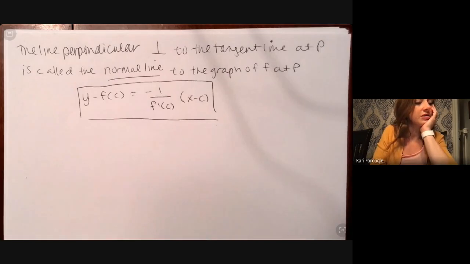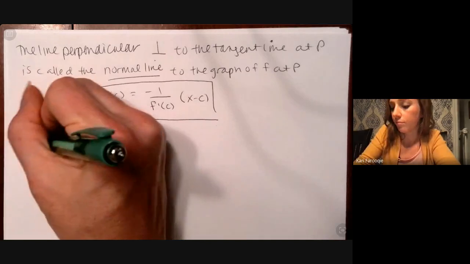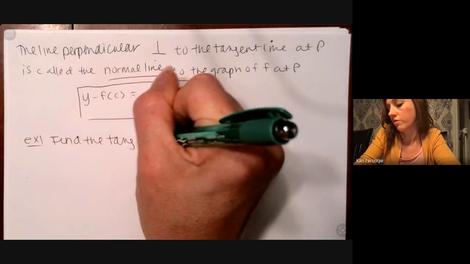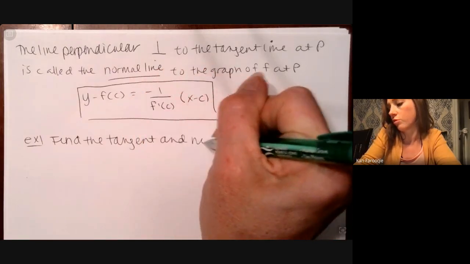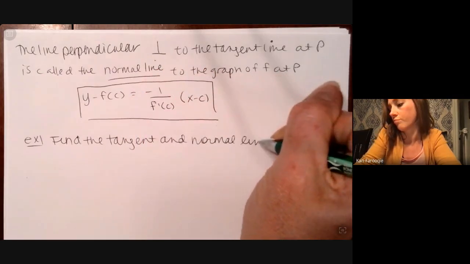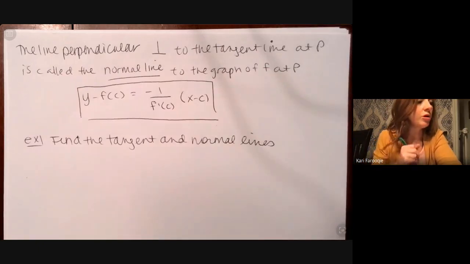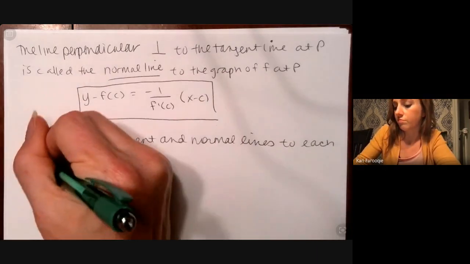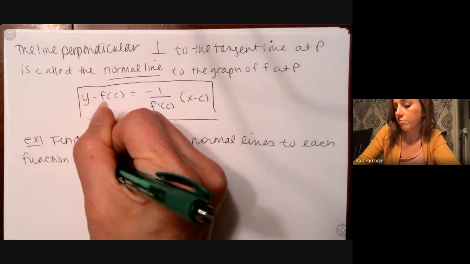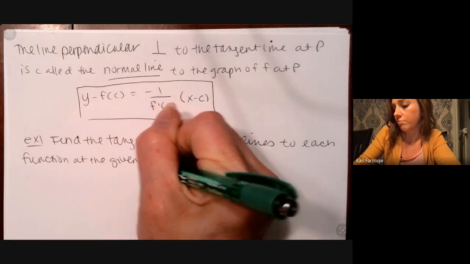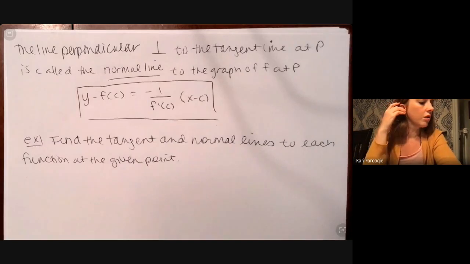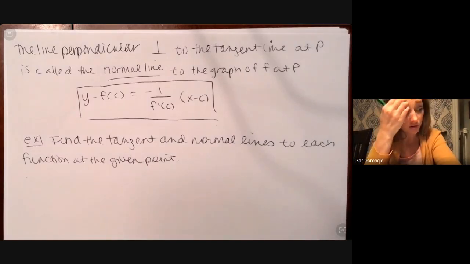Example 1, find the tangent and normal lines to each function at the given point. Graph all three on the same set of axes.